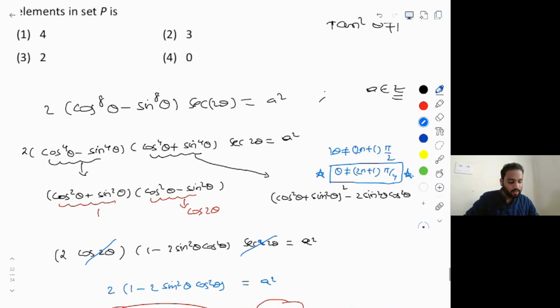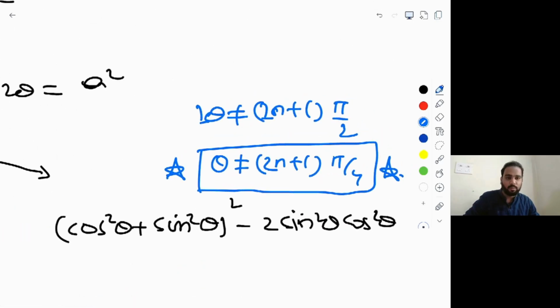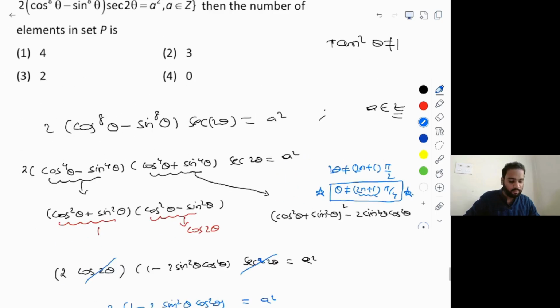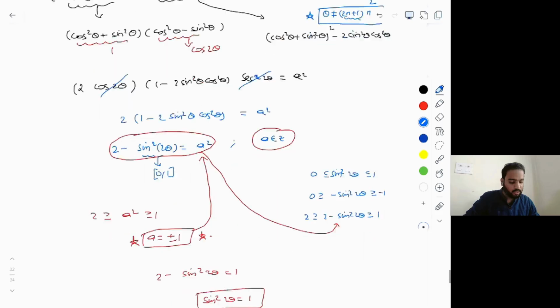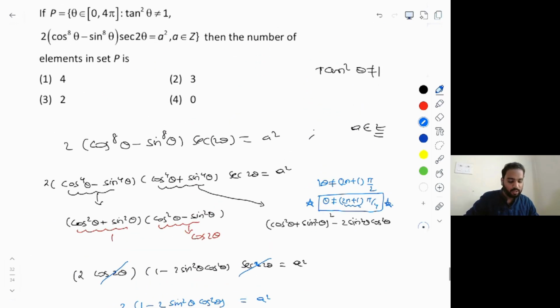But if you observe the question here, I already told you one thing: θ cannot be an odd multiple of π/4, that is (2n+1)π/4, because the term sec 2θ was there. The 2θ can never be an odd multiple of π/2, which means θ cannot be an odd multiple of π/4. So, which makes the final conclusion here a null set, because when solving this equation, you are getting every solution as an odd multiple of π/4. But that is not possible because in that case, sec 2θ will not be defined.